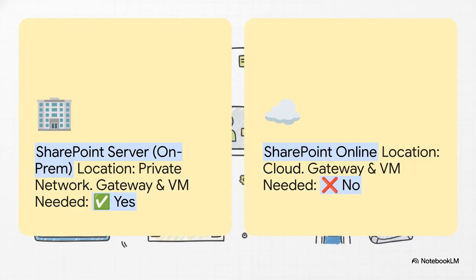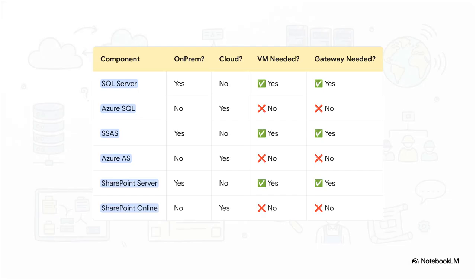If you're pulling data from an old-school SharePoint server farm, you already know the answer, don't you? It's inside your private network, so you need a gateway on a VM. But if you're on the modern SharePoint Online, it's cloud to cloud. No VM is necessary. When you lay it all out like this, the pattern just becomes crystal clear, doesn't it? You can see this perfect divide.